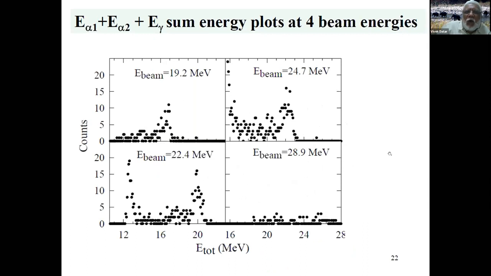So these are the sum energy plots after putting the prompt time windows and, of course, coarse energy cuts, also on the difference energies and so on. These are the four spectra, the four beam energies that we could do. Of course, alpha beams are difficult.